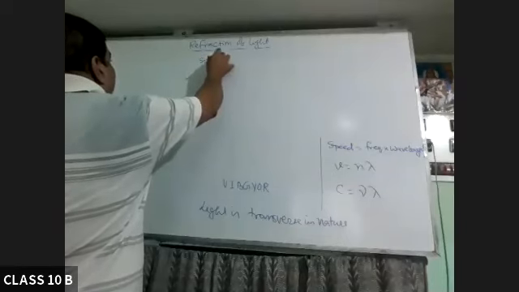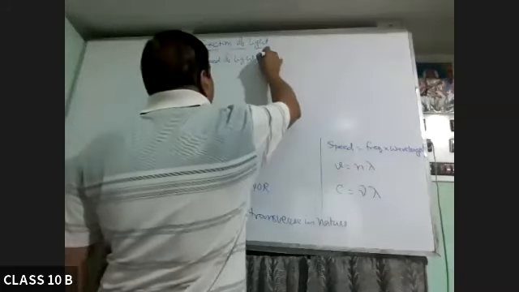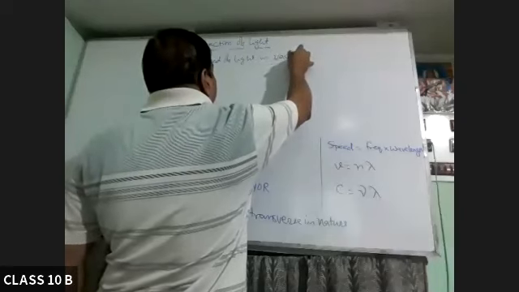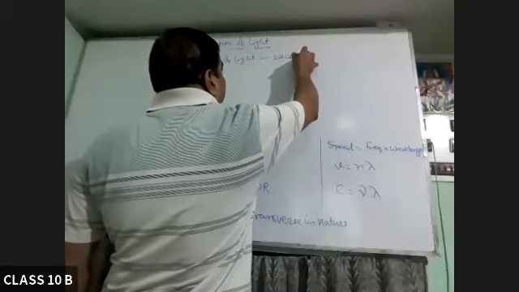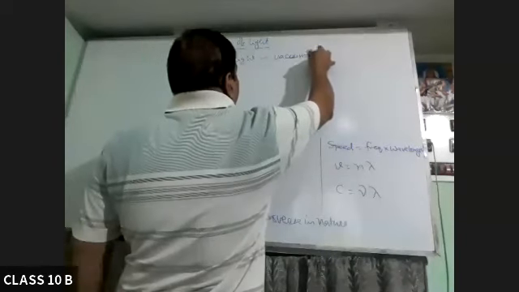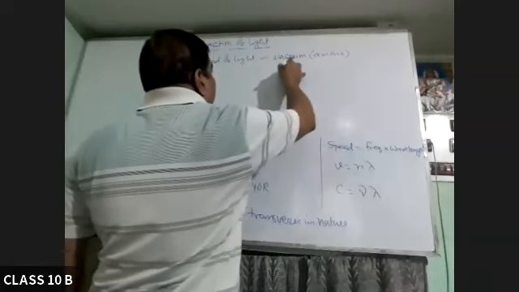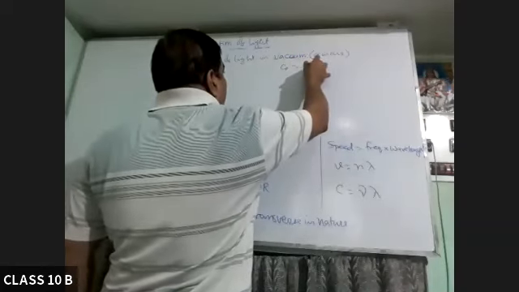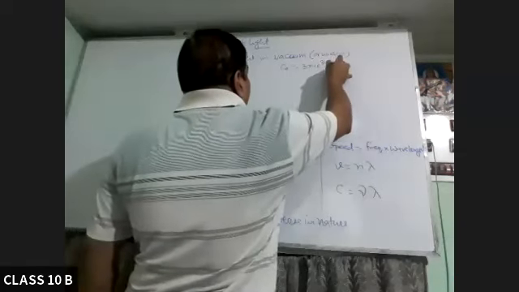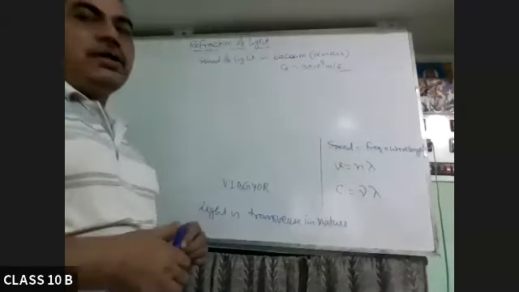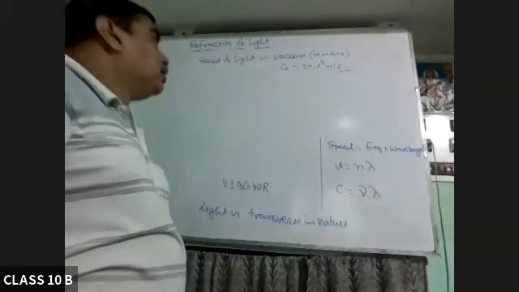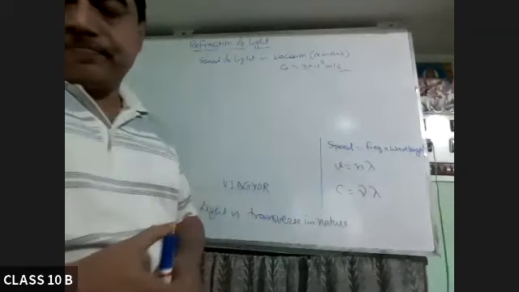So the speed of light in air or vacuum, you can say, C naught is how much? 3 into 10 to the power 8 meters per second. In air, it is slightly less. So the speed is very high.